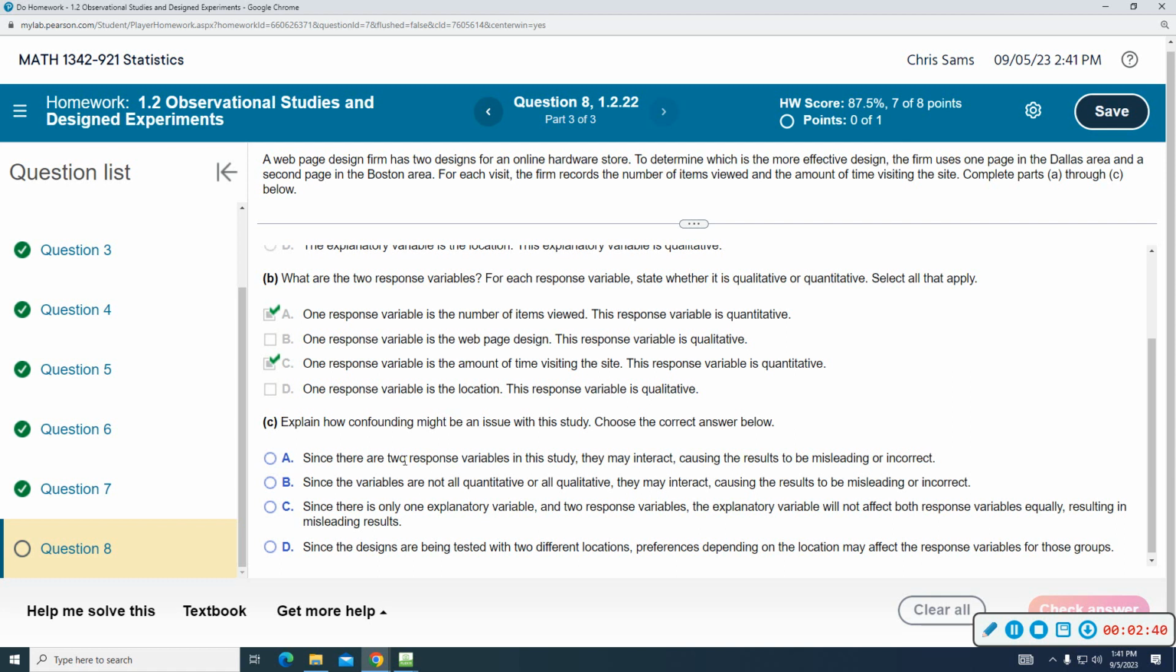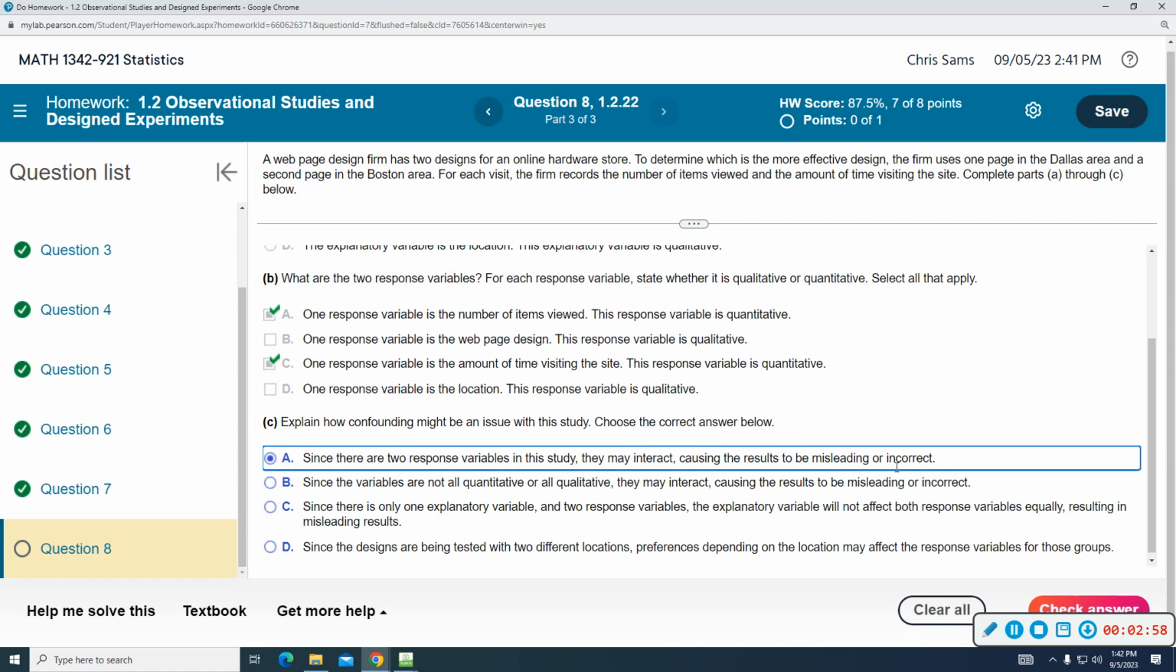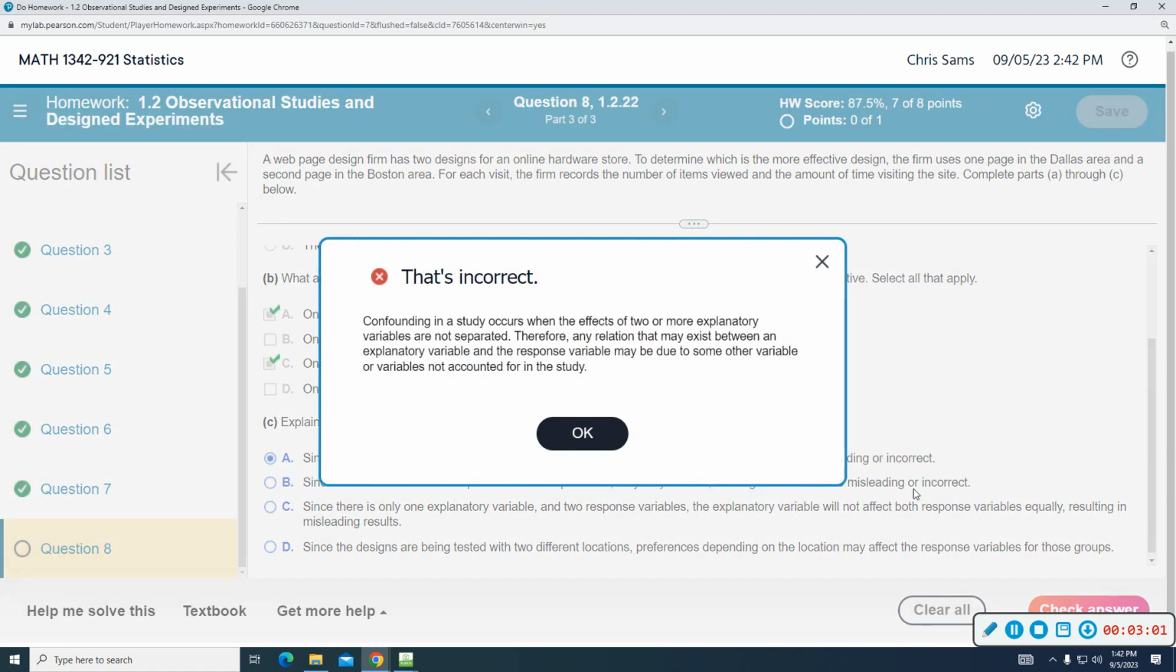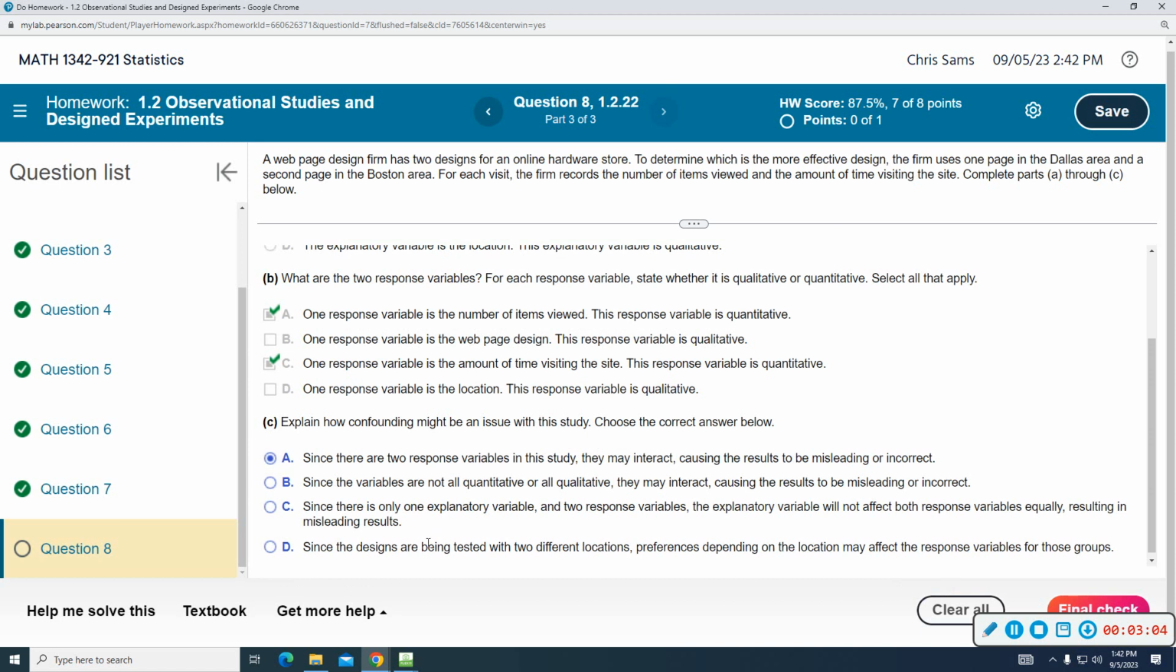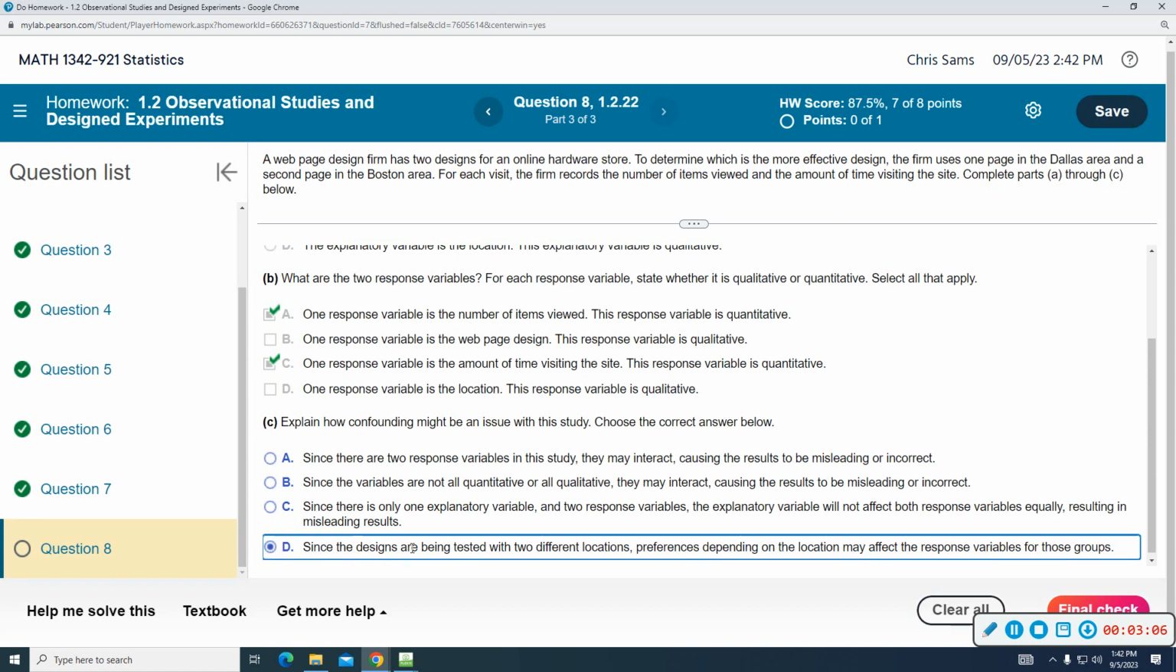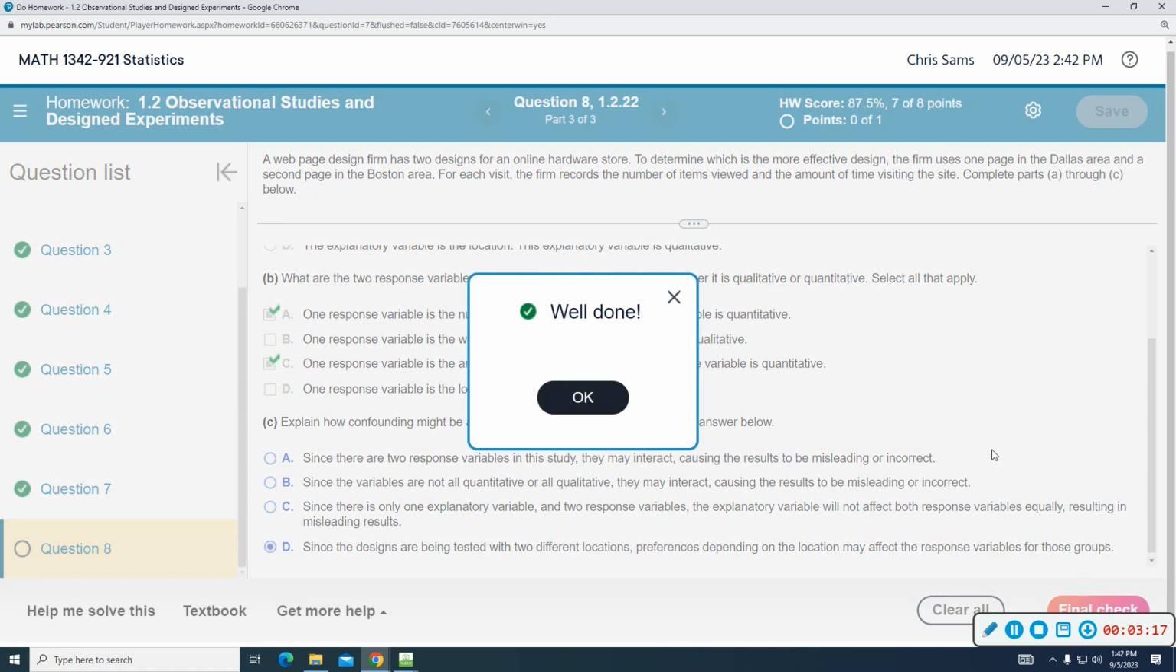I feel like A would be the better one, because if you're looking at more items, you're going to spend more time, and if you only look at a few items, you're going to spend less time. So I think both of those are going to interact with each other and cause that issue. Okay, so they don't like it. Probably D is going to be the best answer choice. Since the designs are being tested with 2 different locations, preference depending on location may affect the response variable for these groups. So that would be the next best one. Well, obviously it is the best one here.